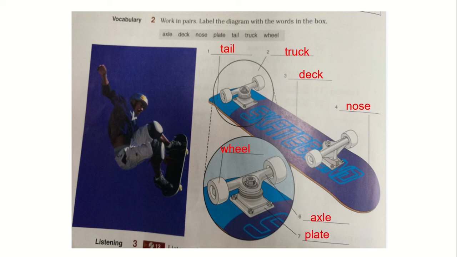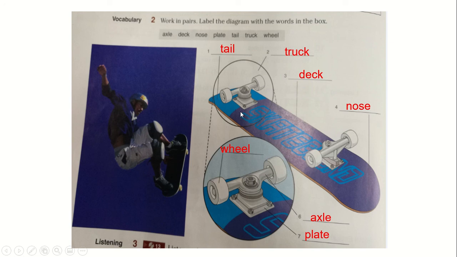Good. Now, let's study this diagram in detail. Okay, let's start by number 1. This is the tail, because this is the end of the skateboard. Number 2 is a truck. It's this whole unit. This whole unit is called truck.